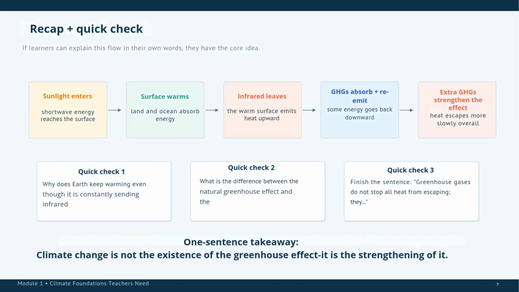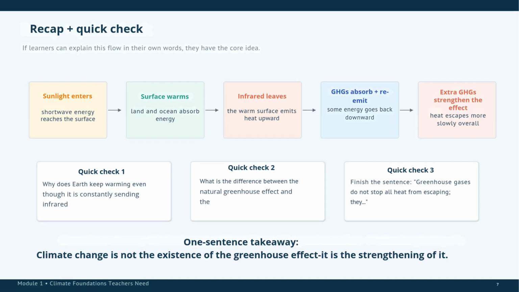So first, we have the sunlight that enters the Earth's atmosphere, and it's going to come in as short wave. And then second, some of that energy is going to reach the surface, right? It's going to penetrate and go into the surface of Earth. And then third, the land and the ocean are going to absorb some of that energy, and ice and other reflective surfaces are going to bounce it back up into the atmosphere.